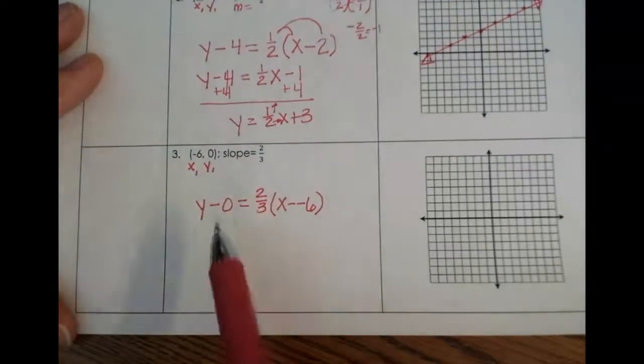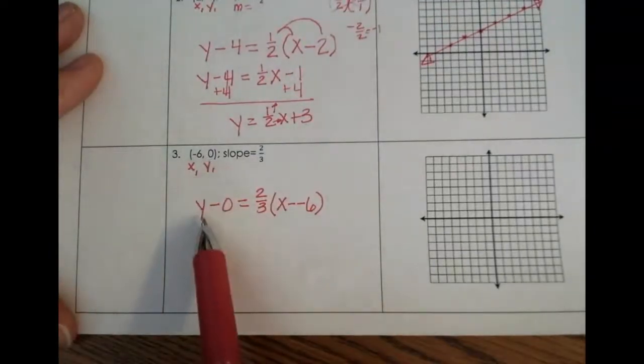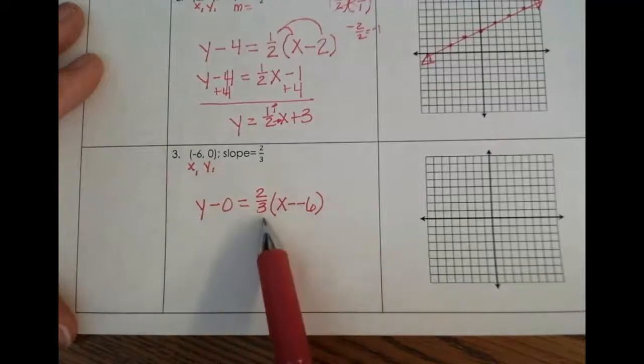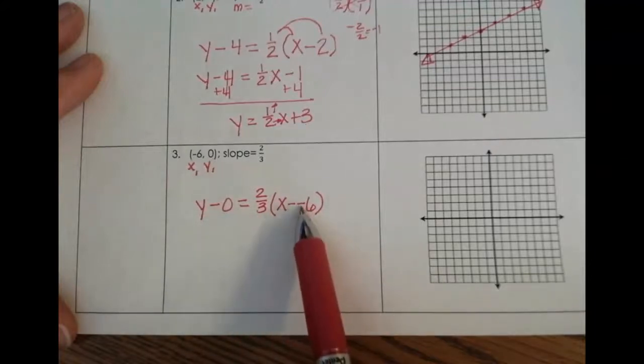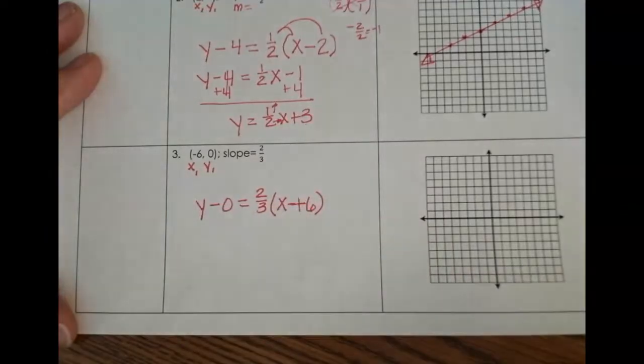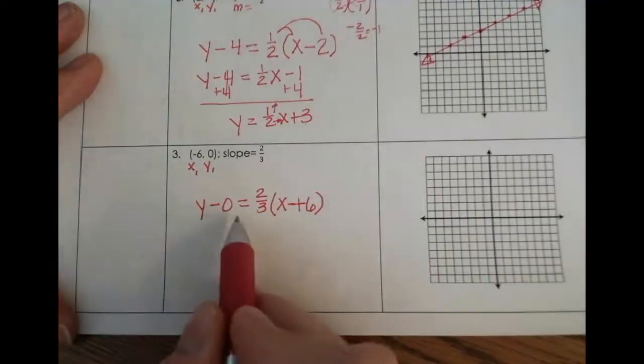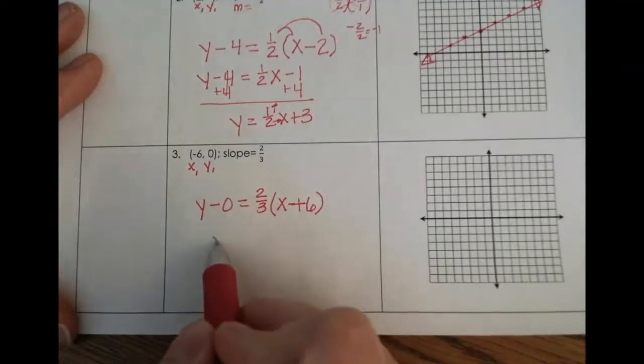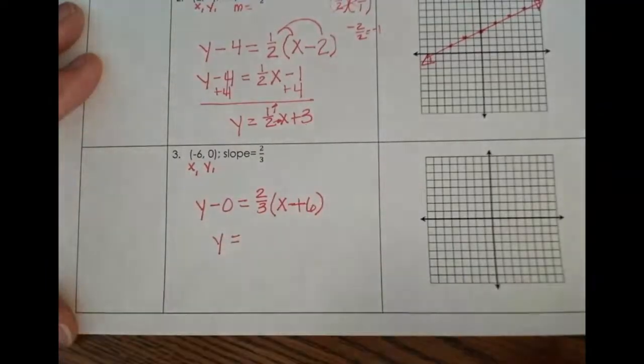Alright, so taking a look, the y value is 0, so we go y minus 0 equals 2/3 times x minus negative 6. What's going to happen right here is that minus a negative will become a positive. So y minus 0 is just y, so we can go ahead and just drop that off.